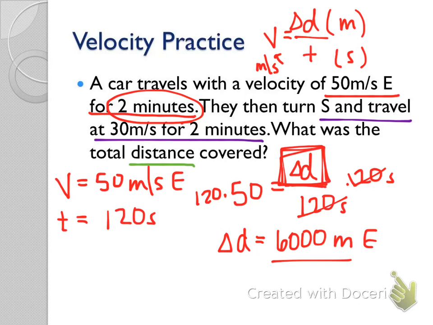Second part of it, we're going to do the exact same thing. We drove 30 meters per second for 2 minutes. That's an S, not a 5. So to solve for displacement, I'm going to multiply by 120 on both sides.